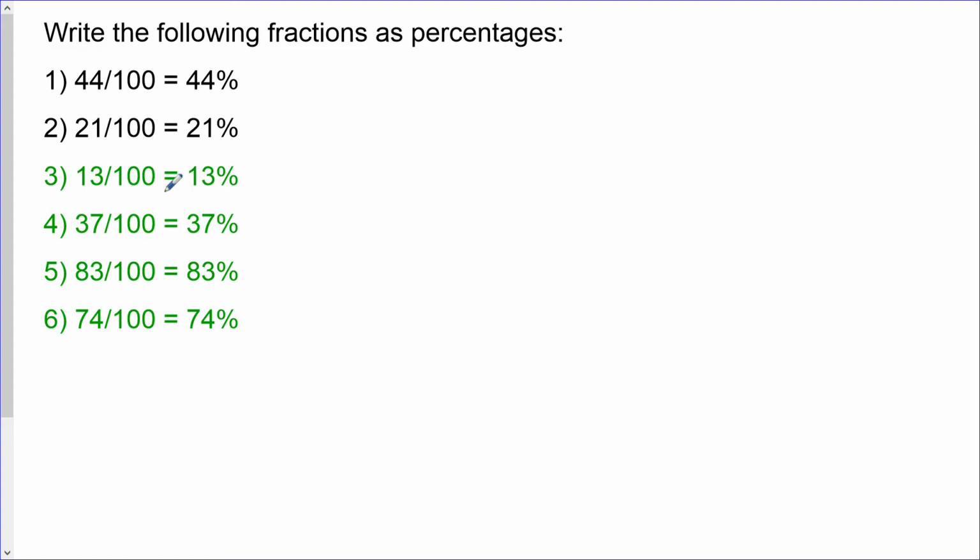So 13 hundredths should have been 13%, because we know hundredths means out of 100, and we know percent means out of 100, so we can see they are exactly the same thing. And remember, that is what the equal sign means. It just means is the same as. 37 hundredths is the same as 37%. 83 hundredths is the same as 83%, 74 hundredths is the same as 74%. So please mark your work there. Again, all this comes back to knowing that percent means out of 100, and knowing that if we hear the words out of 100, we can write it as a fraction.